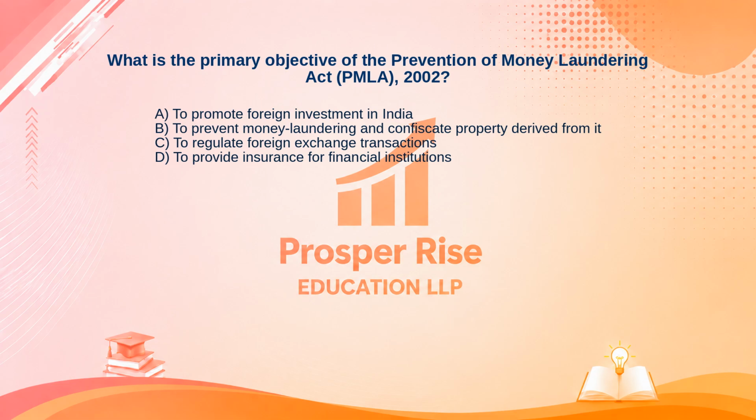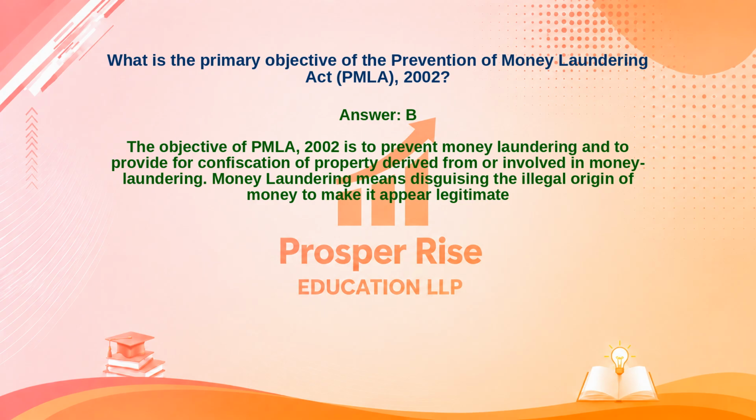C. To regulate foreign exchange transactions. Or D. To provide insurance for financial institutions. Take a moment to pause the video and decide. The correct answer is option B. Let's see why.